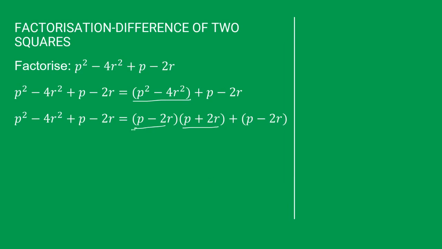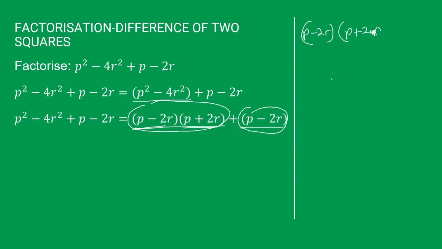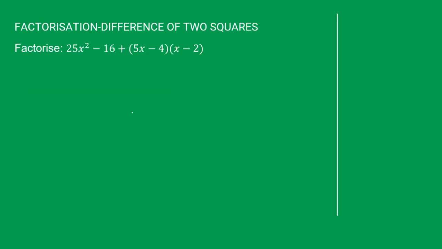So now we have our two terms, this term and this term. And then we have a common bracket, which is p minus 2r. So we can factor it out. It's p minus 2r out. And then this whole term divided by p minus 2r, we remain with p plus 2r. And then p minus 2r, which is this one, divided by p minus 2r is equal to 1. We have factorized fully.